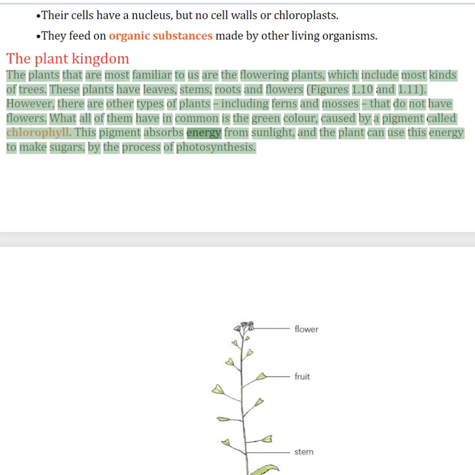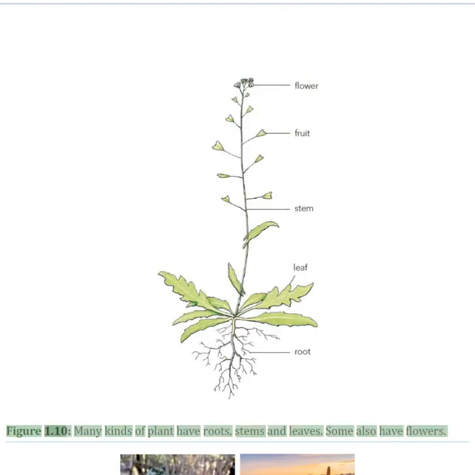This pigment absorbs energy from sunlight, and the plant can use this energy to make sugars, by the process of photosynthesis. Figure 1.10, many kinds of plant have roots, stems and leaves. Some also have flowers. Figure 1.11, moss, saguaro cacti and coconut palms belong to the plant kingdom.